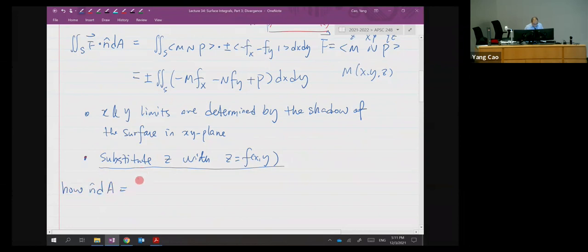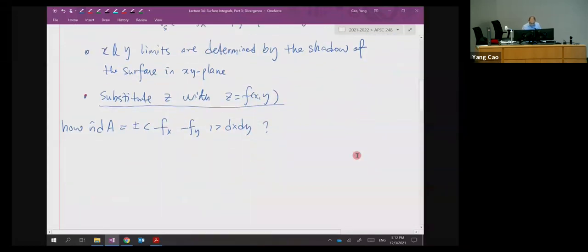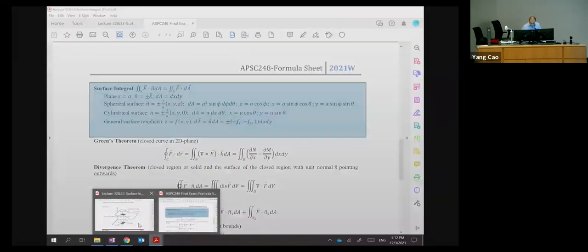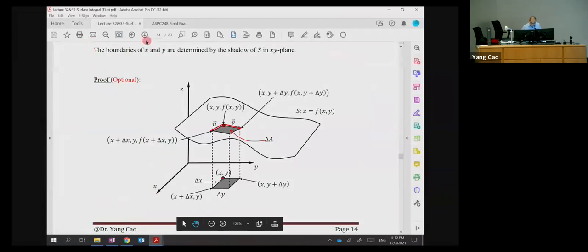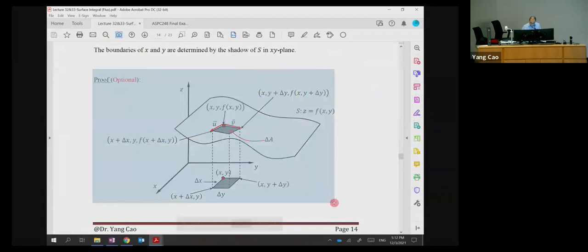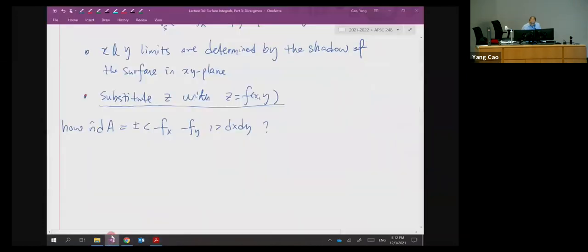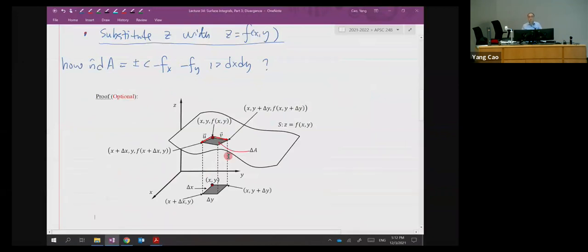So n hat dA is actually equal to positive negative fx, negative fy, and 1, dx dy. I'm going to borrow a diagram from my lecture notes here. This is more or less a proof of how this is derived. You have the detailed proof in the lecture notes.